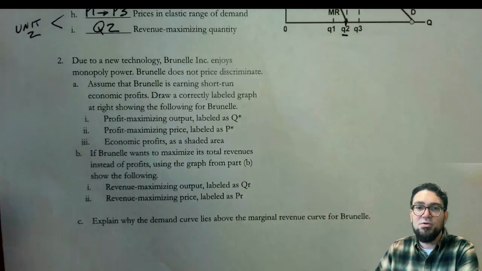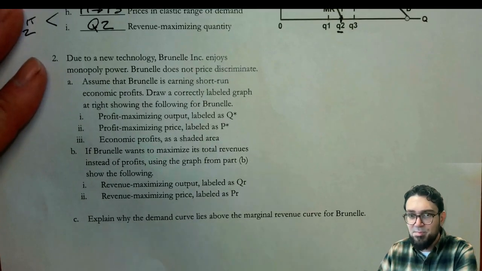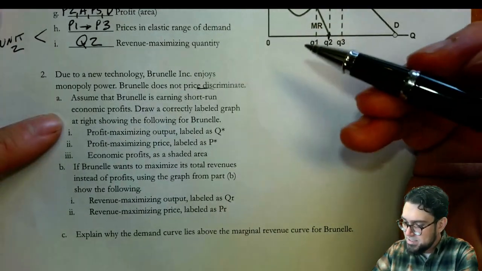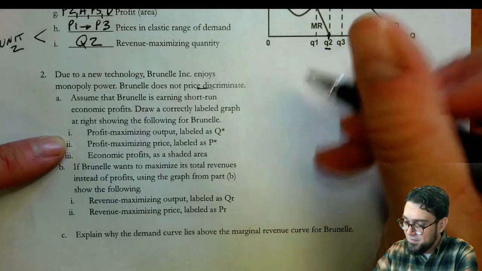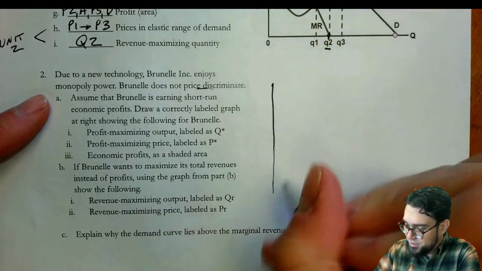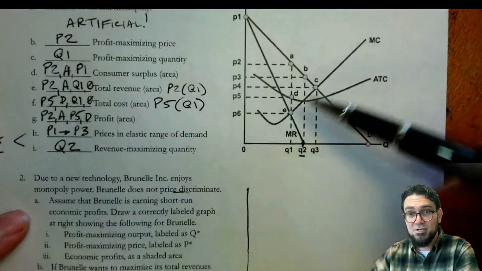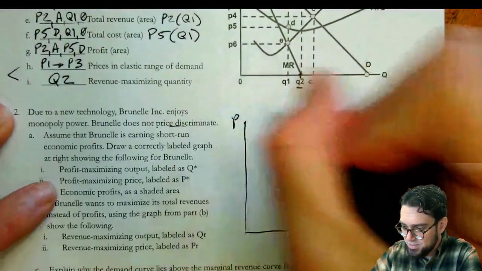Let's take a look at number 2. Due to a new technology, Brunel enjoys monopoly power. They don't price discriminate. We're going to come back and talk later about what that part means. And assume that they are earning short-run profits. Draw a graph and label all their good stuff. So if they're earning a profit, it's going to look something like the graph right above it. Actually, it should look exactly like the one right above it.